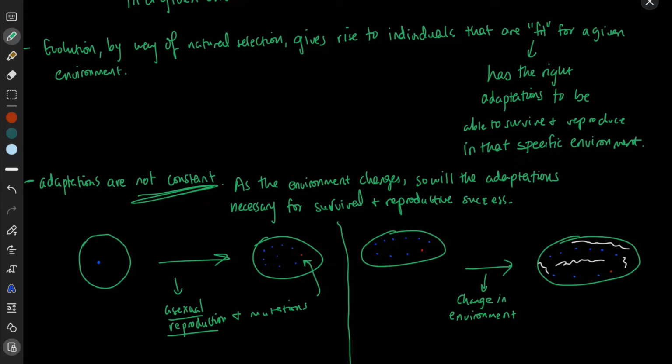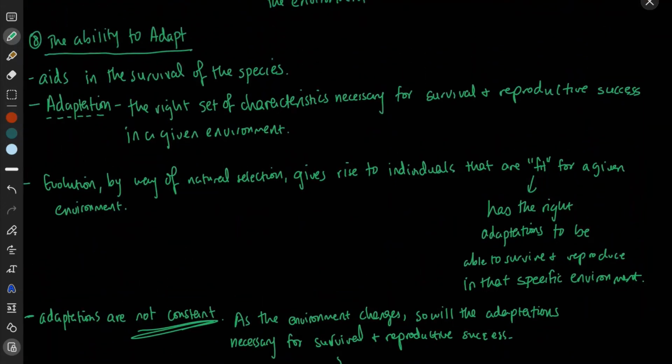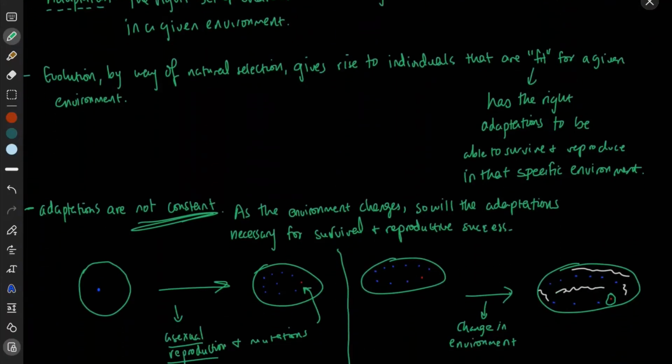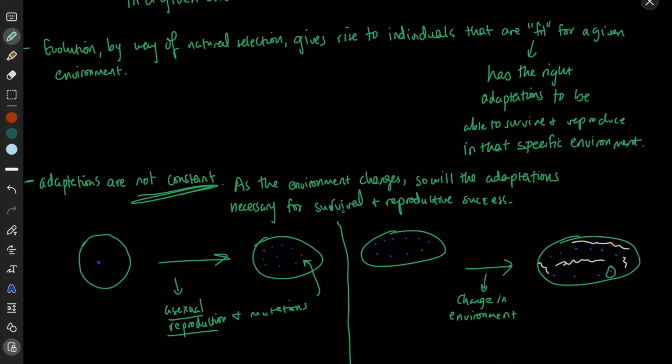Well, that means that now in order to have survival and reproductive success, an organism is going to need to have this antibiotic resistant gene, right? So this is going after the ability to adapt, as well as the ability to evolve, because now that the environment has changed, the adaptations also have to change. So the adaptation necessary to survive in this environment is going to be different from that of this one here.